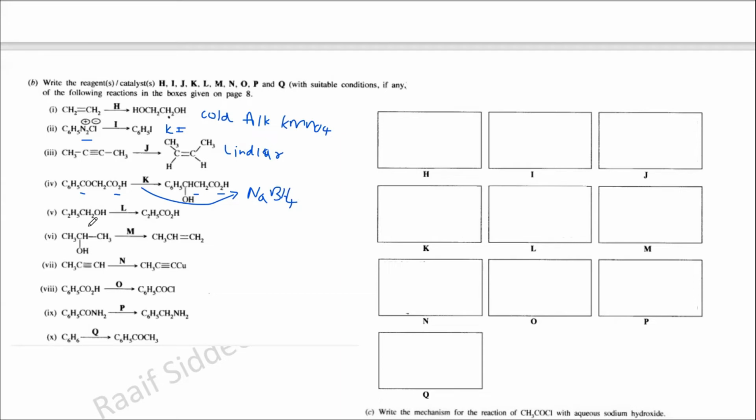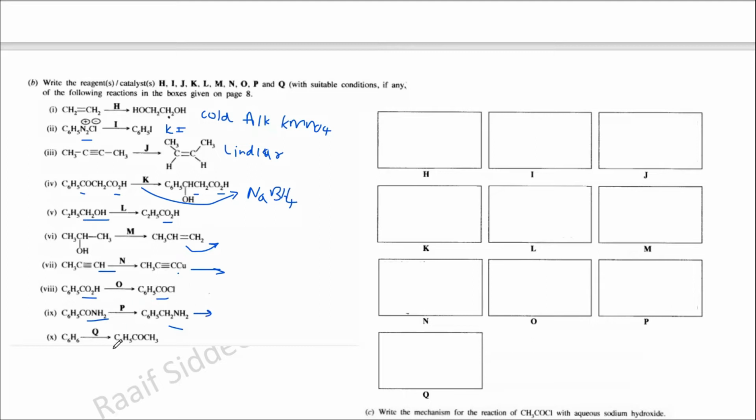Then this is primary alcohol to carboxylic acid, so you can use H plus KMnO4. And this is anhydrous Al2O3 with heat, or you can use concentrated sulfuric acid because this is dehydration. And you know this one, ammoniacal cuprous chloride. Hydrogen is replaced by copper. And carboxylic acid to acyl chloride, you can use PCl5. And amide to amine, you can use lithium aluminum hydride.